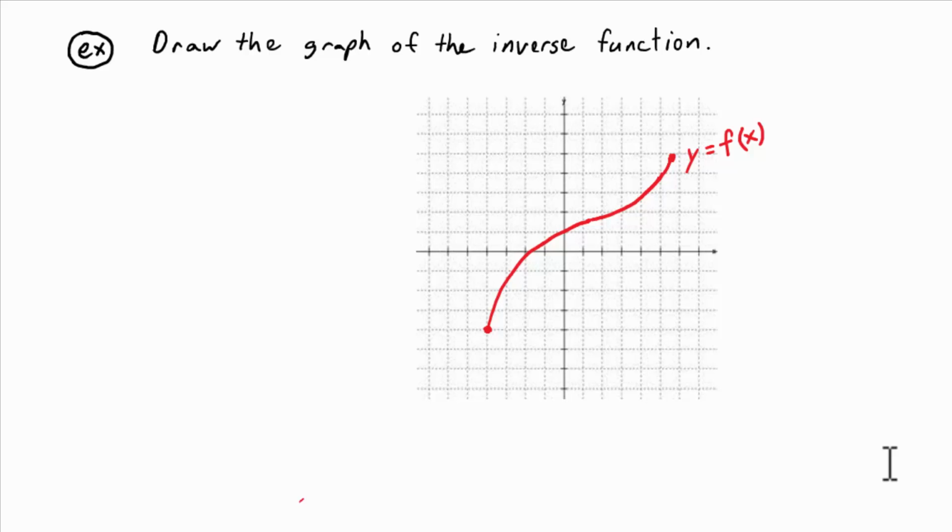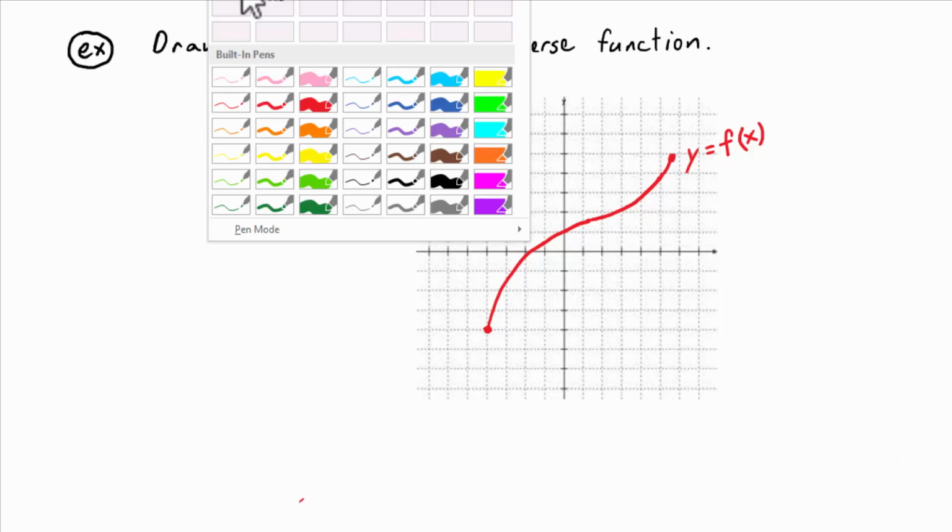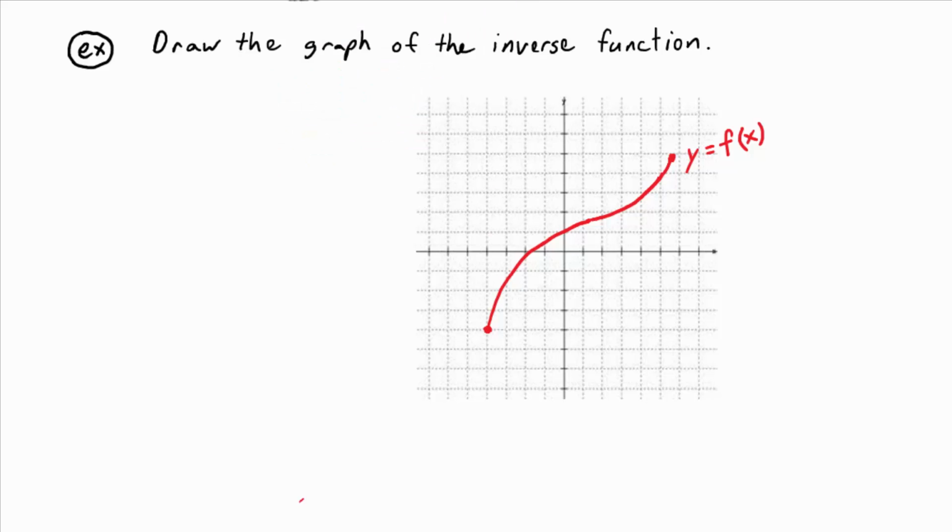Draw the graph of the inverse function. So geometrically, the graph of the inverse ends up being the reflection of the graph of the original function across the line y equals x. So let me draw that for you. I'll draw that in purple.